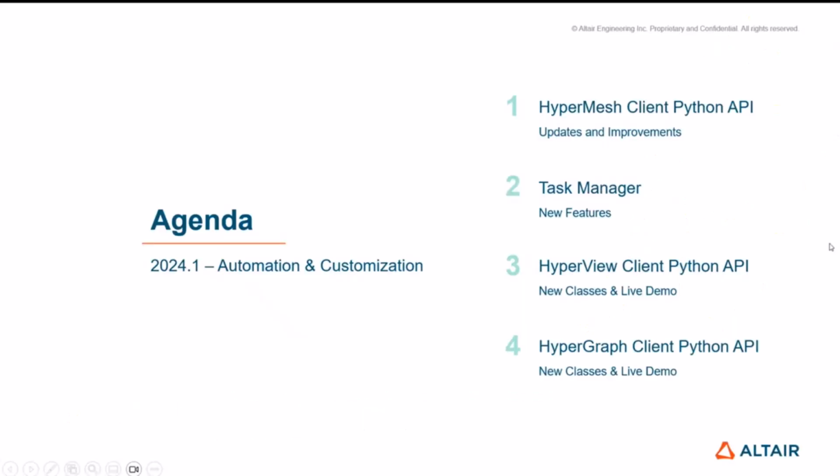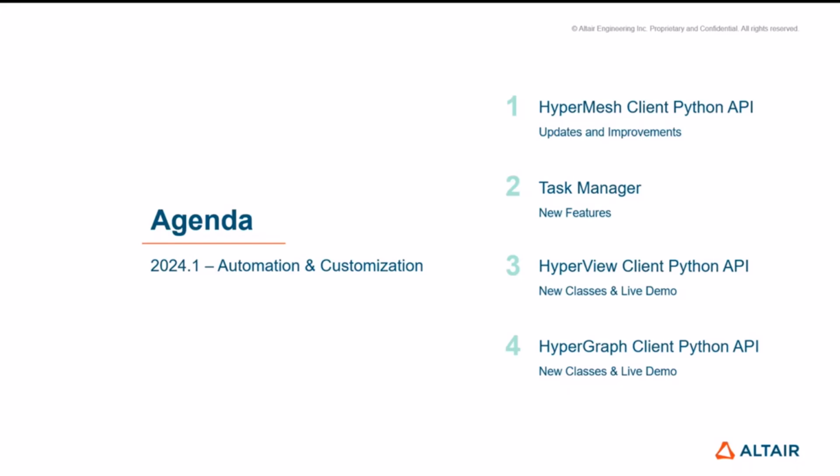I'll start with the HyperMesh client Python API updates. So new stuff, fixes, anything that is relevant and should be on your radar. I will then proceed with Task Manager and the new features that we introduced there. And after that, I will pass it on to Stefan, who will guide us through new classes in HyperView and HyperGraph. And time should permit us to also do a bit of a live demo.